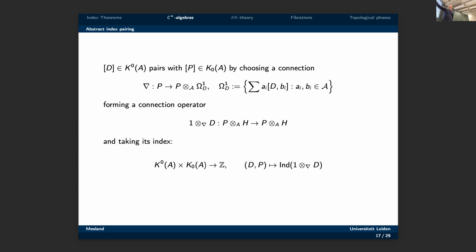And then you can write down a Leibniz rule, and you can do all the things I showed you in a purely algebraic setting here. And you can do the index pairing because these operators turn out to then be Fredholm. And you get a pairing between the K-homology group generated by these operators and the K-theory group generated by the projective modules.